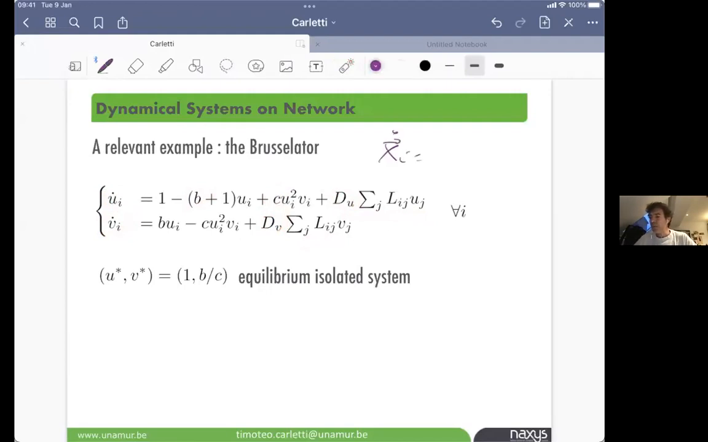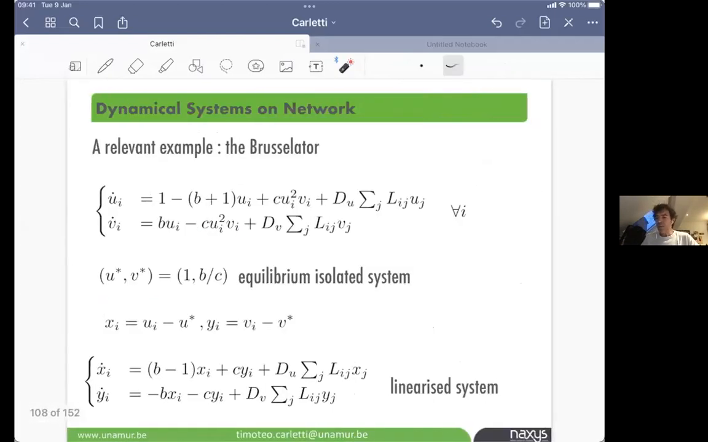x_i prime is equal to f(x_i) plus d L x_i, in the special case where f is the Brusselator and I only have two species instead of a generic number of species. Then with a small computation, if you remove the diffusion part, you can show that the equilibrium u star and v star is 1 and B over C. Okay, so this is the equilibrium of your system. You can show this is the only one. There is only one equilibrium.